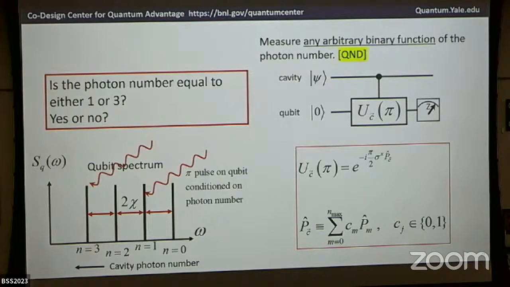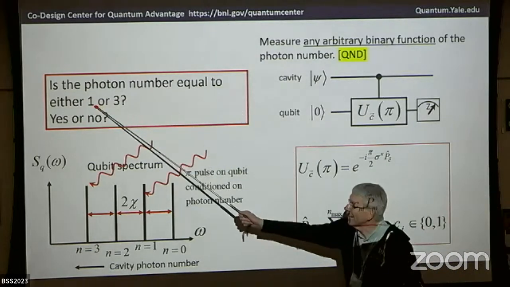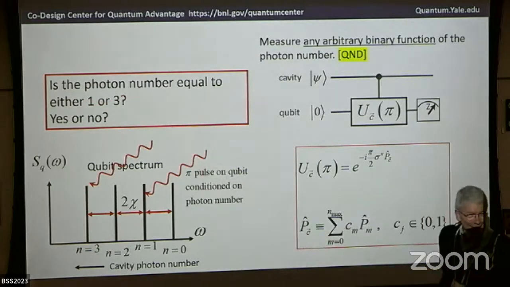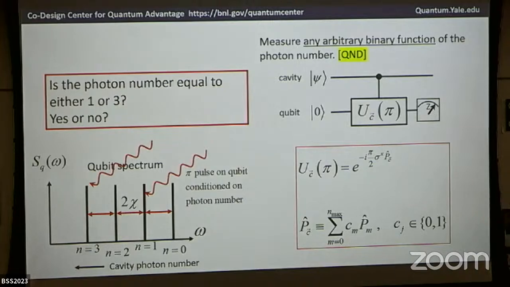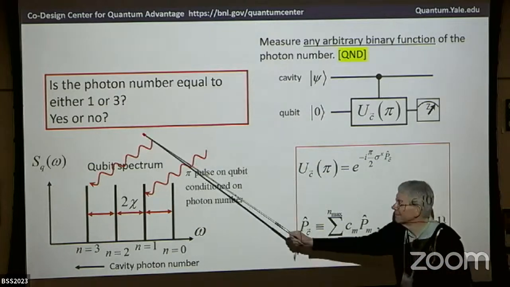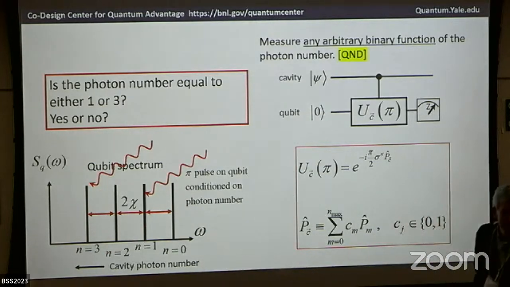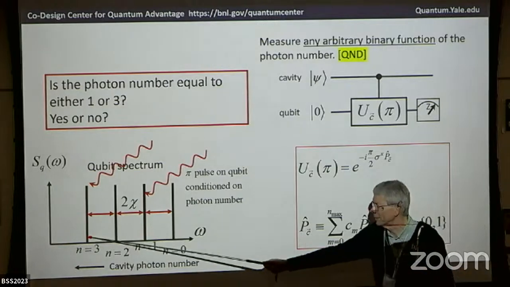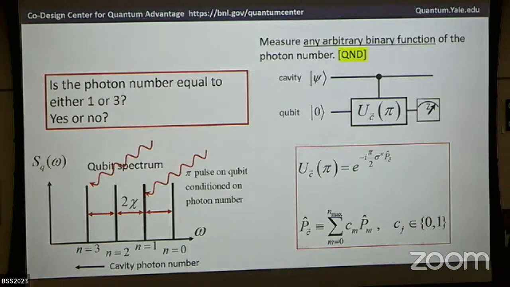So now let's ask a trickier question. Is the photon number equal to 1 or 3? That is, it's either 1 or 3, and I don't care which, yes or no? Well, then I just apply 2 tones. And the qubit will flip if the photon number was 1, and it'll also flip if it's 3, but nothing else. And again, my qubit gives me 1 bit of information. I find out that the state has collapsed to some superposition of 1 and 3, or a superposition without 1 and 3.